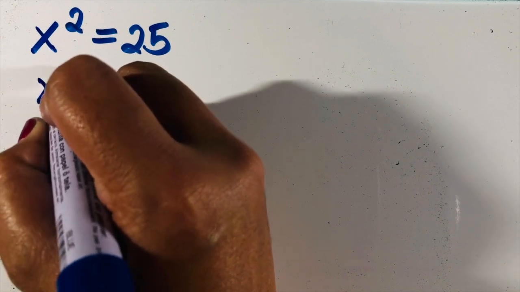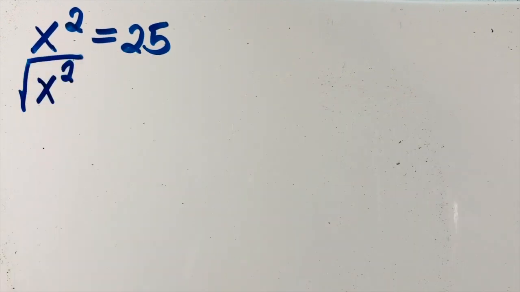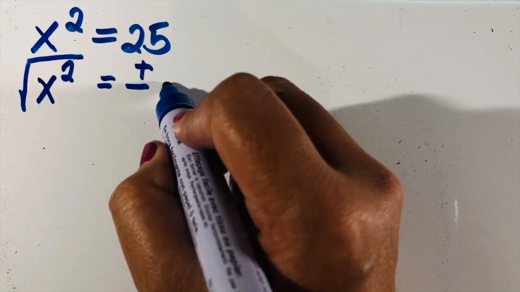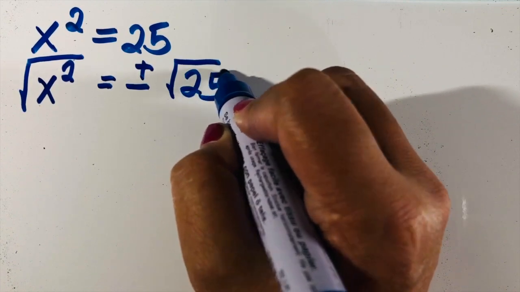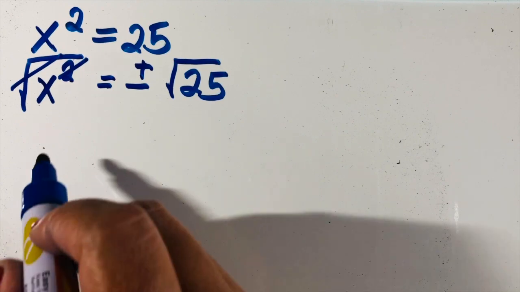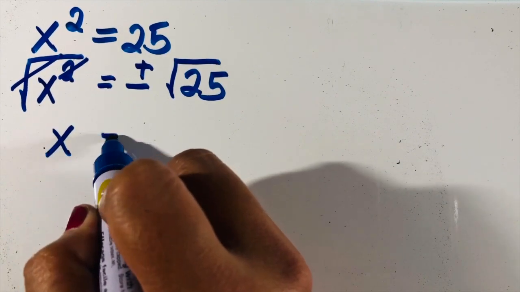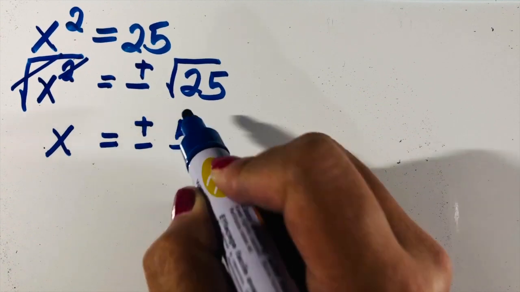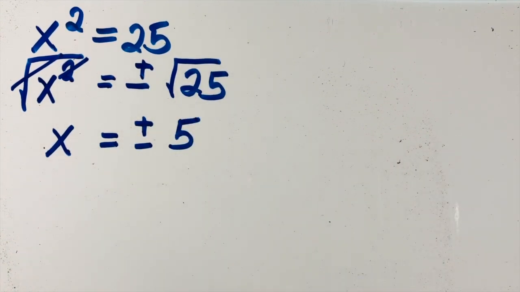So, this is your x squared. Take the square root of both sides. According to the rule, when taking the square root of both sides, don't forget the plus and minus sign, and get the square root of 25. And then cross that out, because when you simplify, that is equal to x. Copy plus and minus. And what is the square root of 25? That is 5.